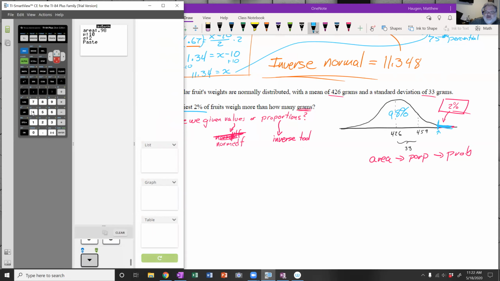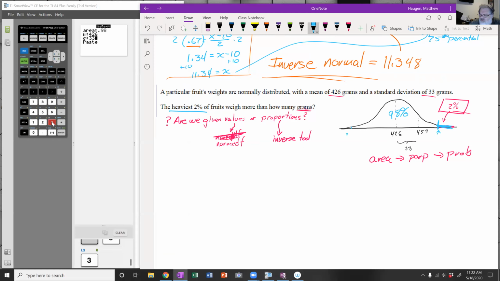with our standard deviation of 33 and mean of 426. You're right, Andrea, we do need to tell it that. Also, if you draw that picture, then you can see that if you try to put in 0.02, it's not even going to be near there. You'll get some tiny value down here. It'll be like 398, and you'll go, wait, how is that the largest 2%? That's less than the mean. So those diagrams help with that expectation.